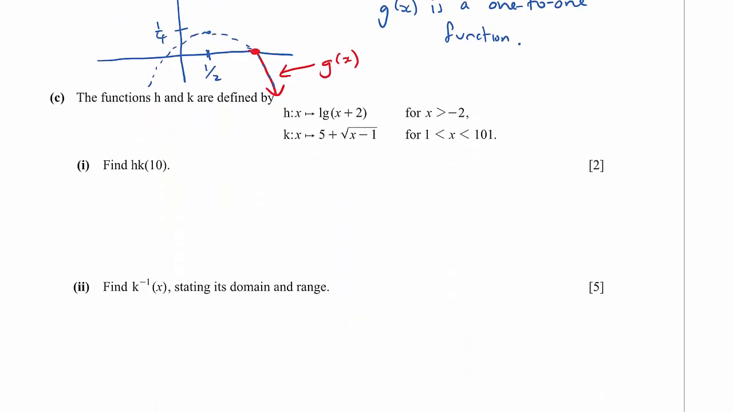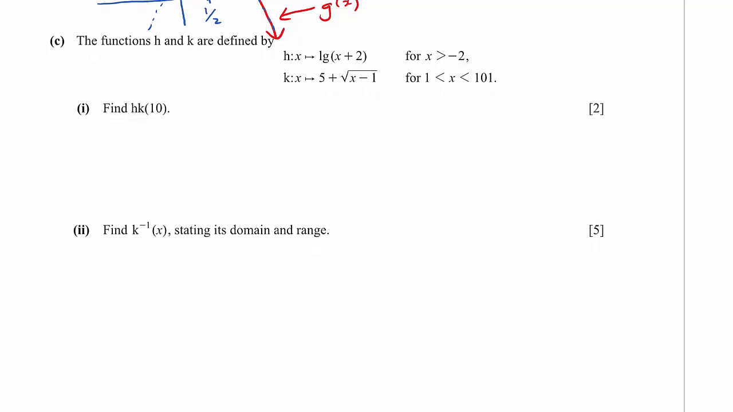So the functions h and k are defined as we can see here. We want to find h of k of 10. So the 10's going in this way. So the 10 will go through the function k first. So if we put 10 in here, what happens? Put 10 into k. 10 take away 1 is 9. Take the square root of that, that's 3, and add 5. So we get 8 out here.